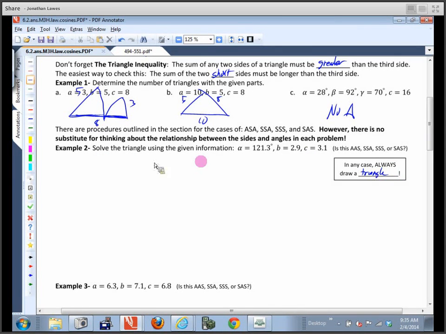So solve the triangle using the given information. I've got alpha is 121.3, side B is 2.9, side C is 3.1. So think about what we've got here. Do we have an ambiguous case? Do we have something where we could draw this roughly to scale and figure out, you know what, I know exactly what's going on here.